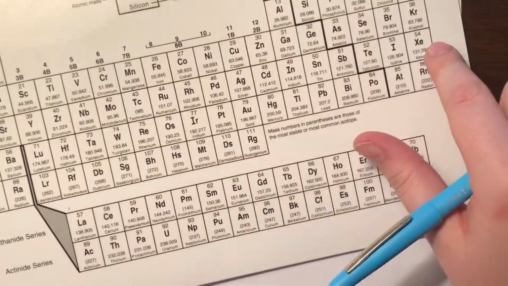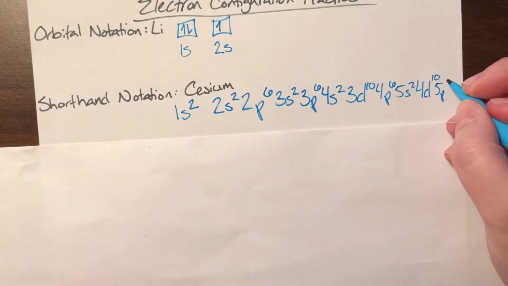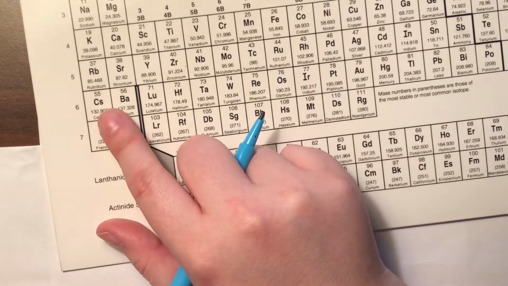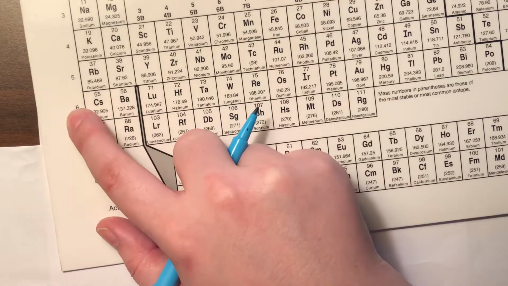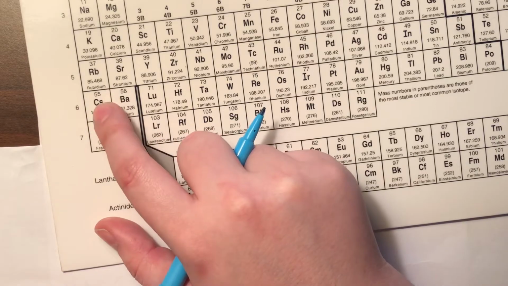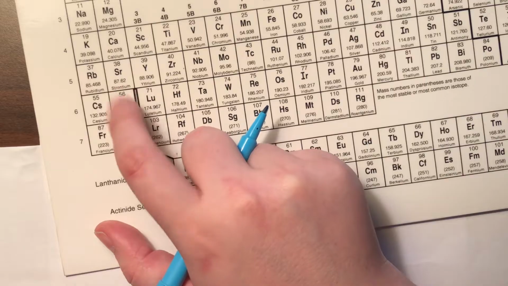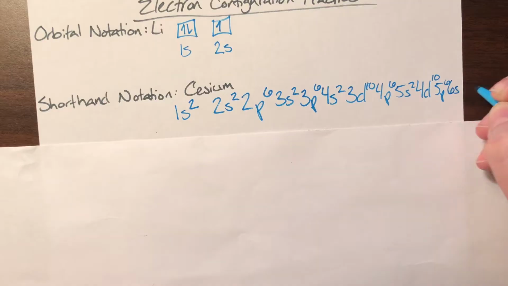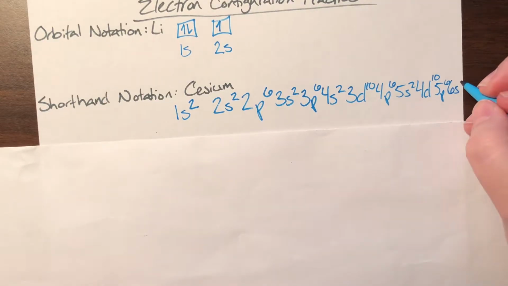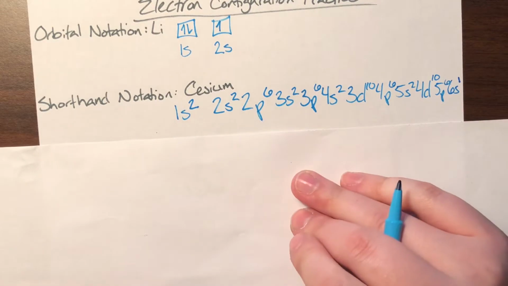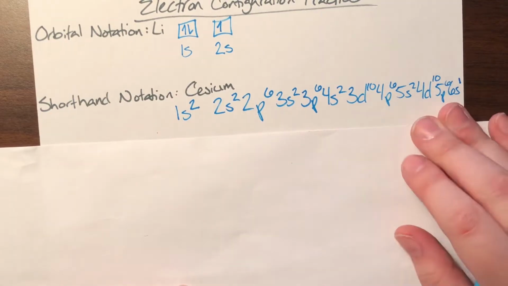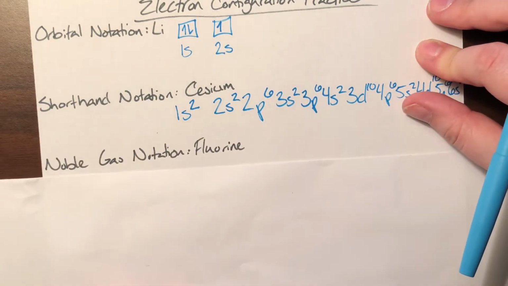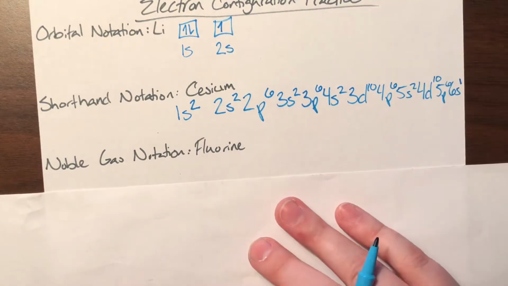My P block is going to be completely full here, so I am going to go ahead and say 5p6. And then finally, I've reached my last electron, that 55th electron, and that is going to be 6s. Since I only have that 55th electron and not the 56th, I'm only going to have 1 electron in that 6s orbital, which means I will only say that I have 6s1. Again, very happy that that was not an orbital notation that I had to do there. Otherwise, that would have been a nightmare.